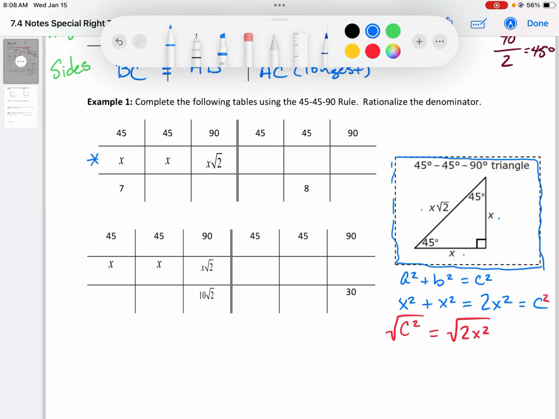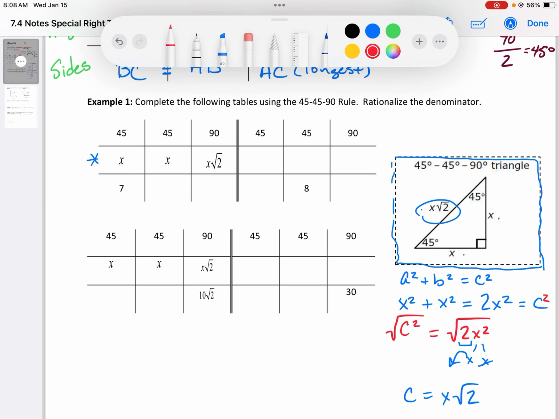And then this is just like we've been doing with our simplification. We can't do anything with this 2, but we can split this x into factors of x and x, and we can cross one out and kick one out. And so c equals x square root of 2, and that's where our hypotenuse comes in. Now you can do this with a few other numbers.